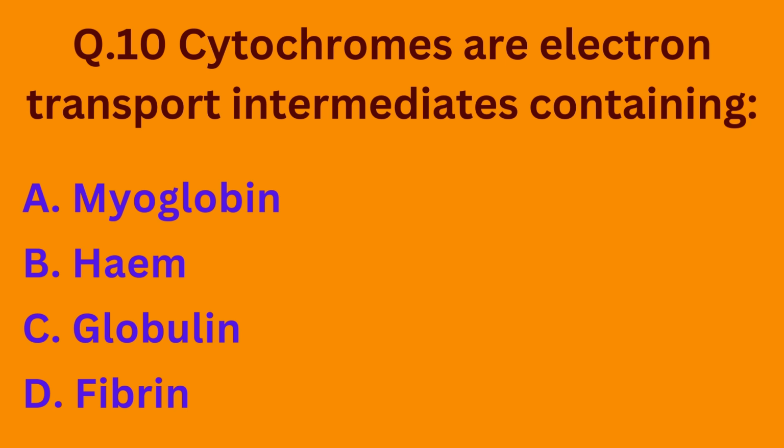Coming to next question, question number 10. Cytochromes are electron transport intermediates containing option A myoglobin, option B heme, option C globulin, and option D fibrin. So cytochromes basically contain heme. The correct option is option B.